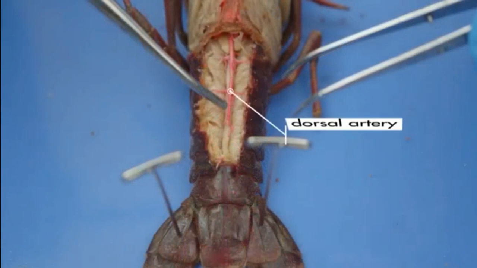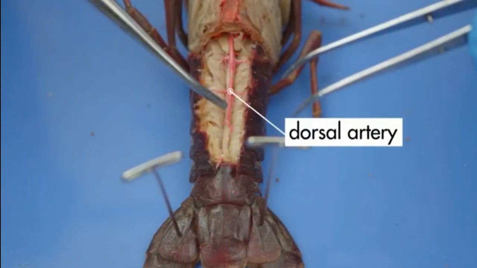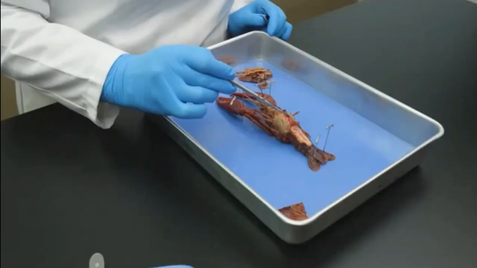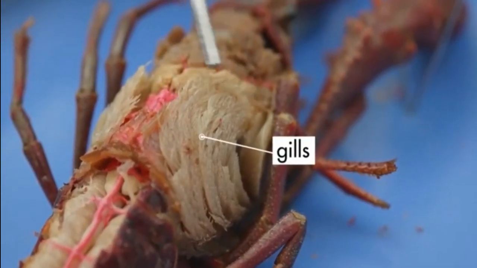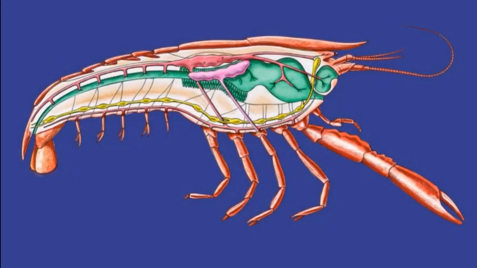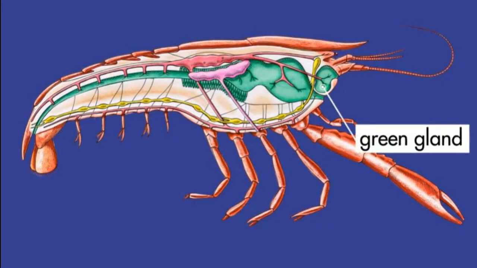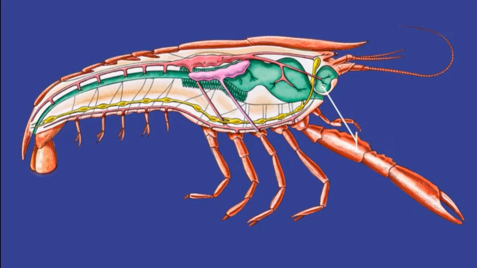We can also see the dorsal artery, which carries hemolymph away from the heart. The crayfish uses gills to extract oxygen from water. At the base of the crayfish's 2 large antennae are the green glands. The green glands are part of the crayfish's excretory system. They filter liquid waste from the crayfish's hemolymph.